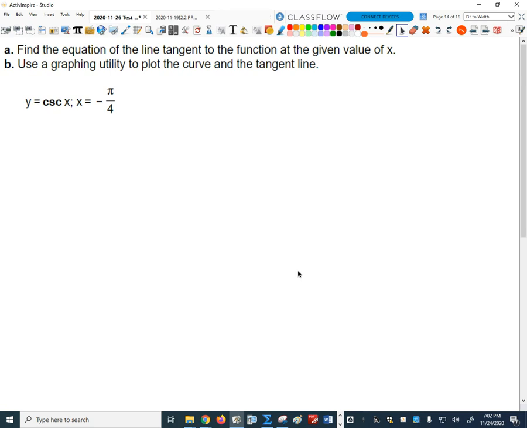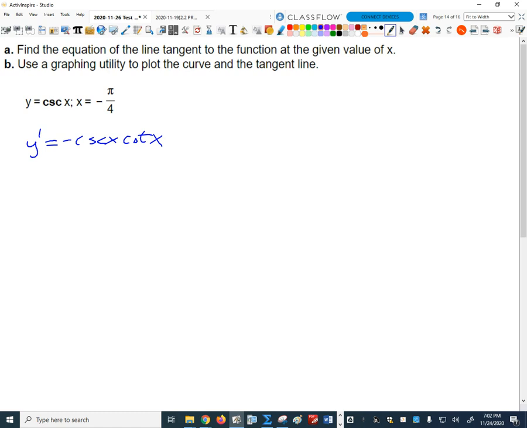Okay, what about this? Find the equation of the line tangent to the curve at the given value of x, and then graph it using a graphing utility. I won't bother with that part, but let's find the equation of the tangent line. So y prime: the derivative of cosecant is negative cosecant cotangent. So we need the point of tangency.